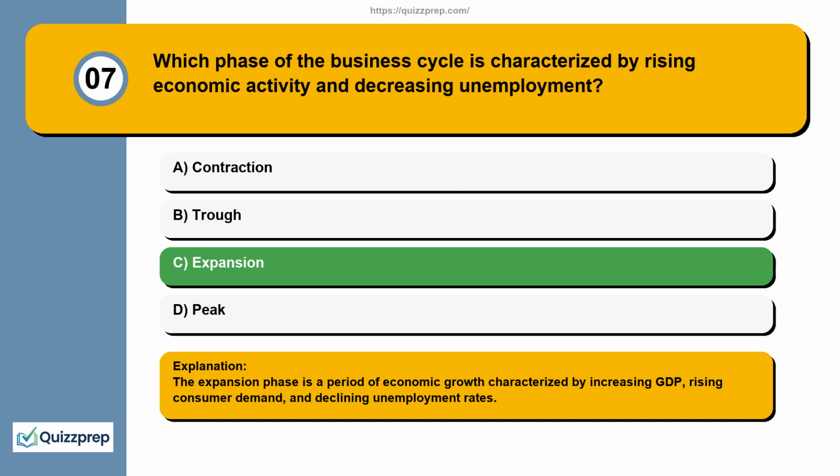Expansion. Explanation. The expansion phase is a period of economic growth characterized by increasing GDP, rising consumer demand, and declining unemployment rates.